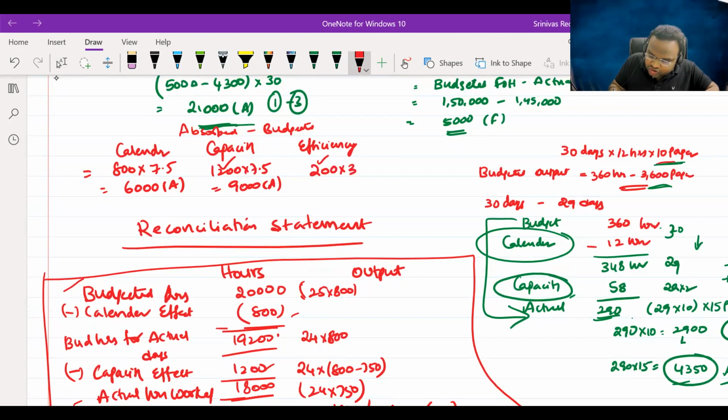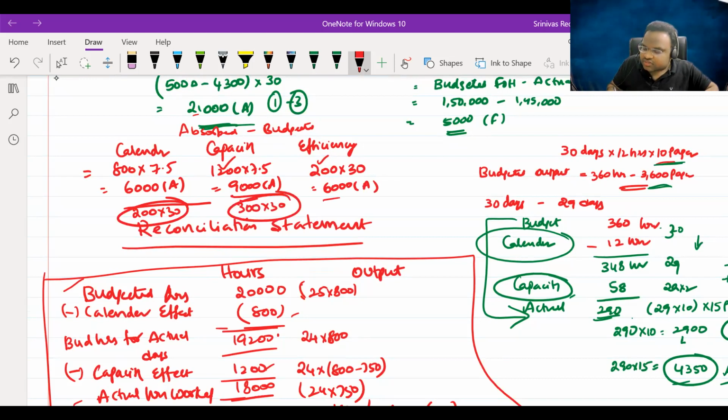Efficiency, 200 units. Unit means unit rate. What is the unit rate? 30. 6,000 adverse. 9,000 adverse. 6,000 adverse. Put together, how much amount? 21,000 adverse. If you want to calculate in terms of units, 800 hours means how many units? 800 divided by 4, 200 units. 200 into 30, same 6,000. 1200 means how many units? 300 units into 30, 9,000.